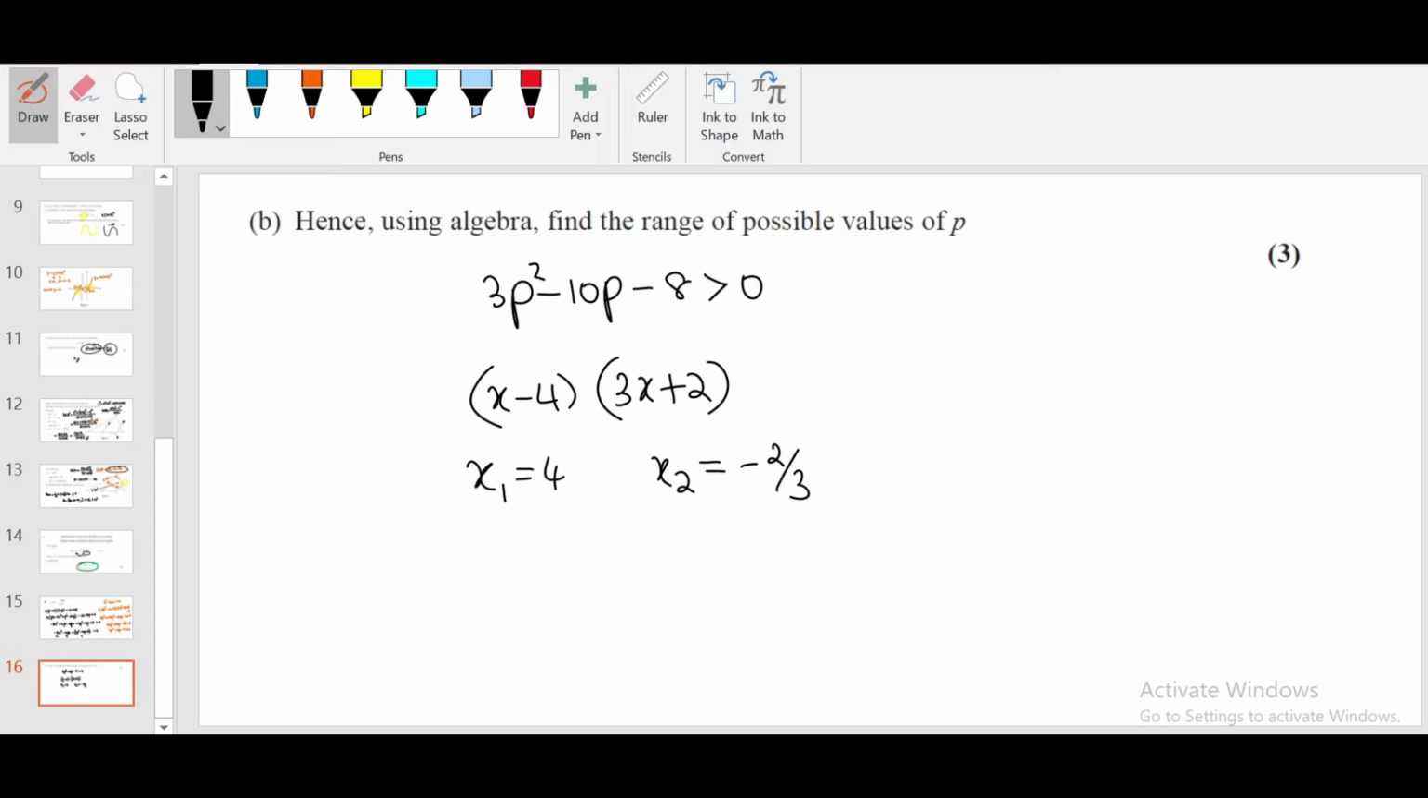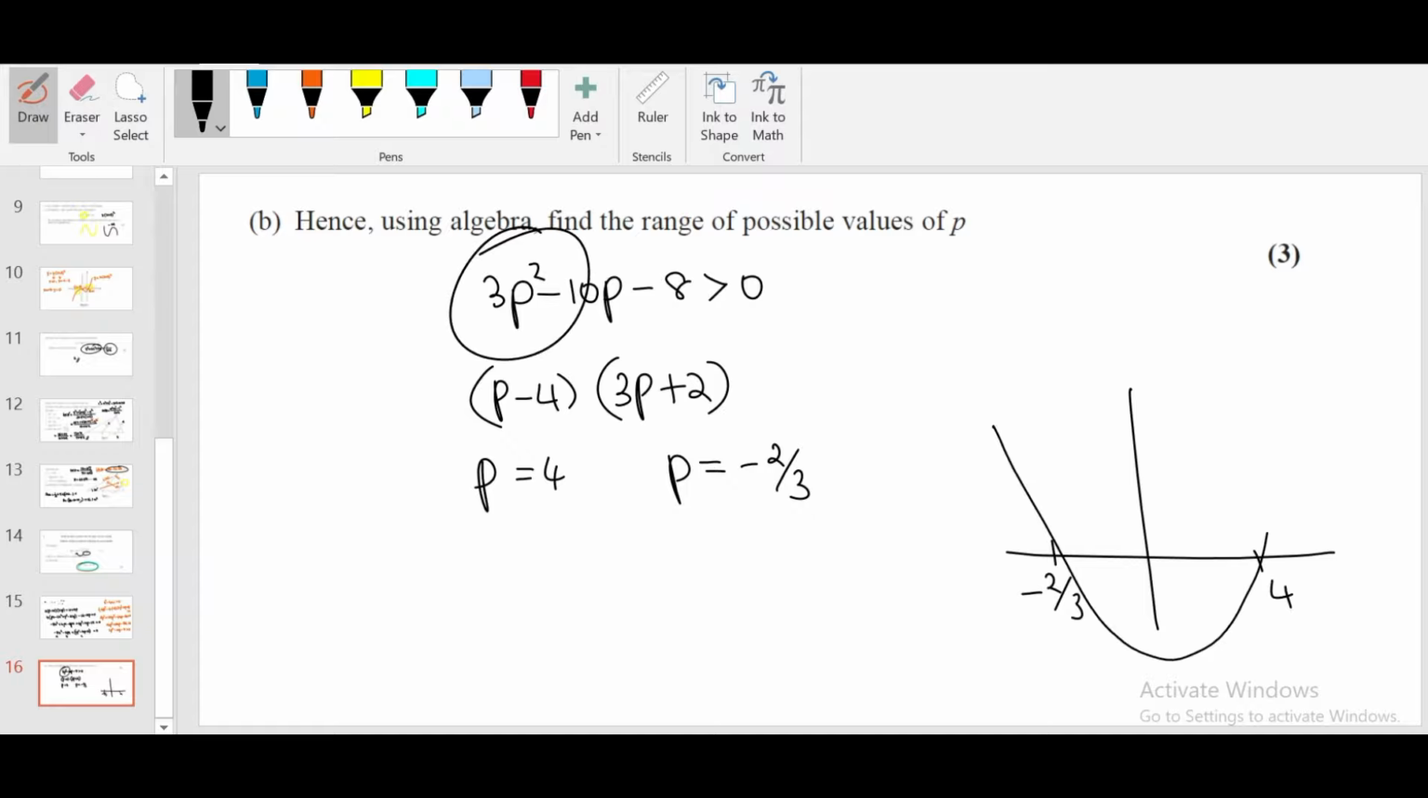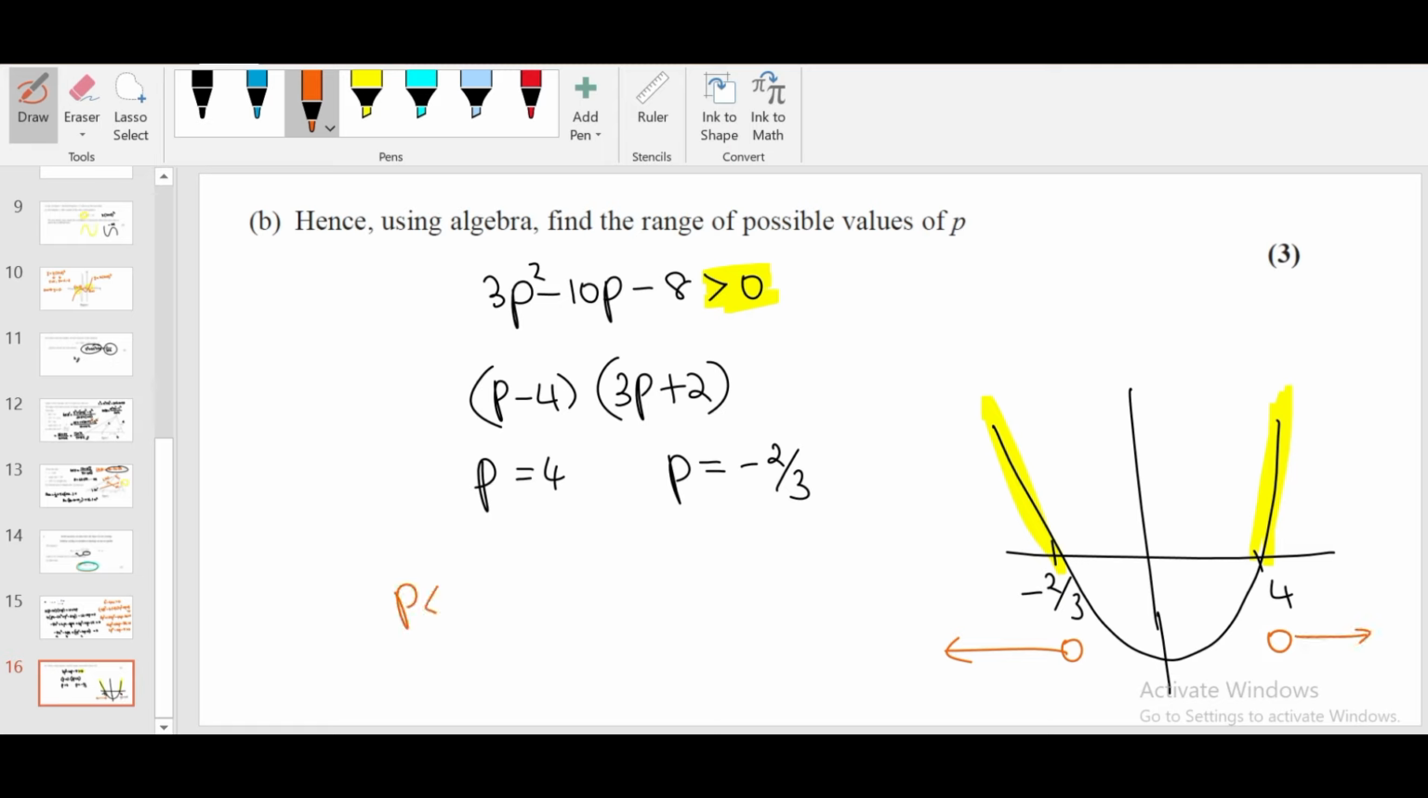I got two values. Draw a little graph. Sorry, it's not x actually, it's p. You cannot put x here, it's p. The equation is in terms of p, right? So negative 2 over 3 here, 4 here, the p square is positive. This is the graph representing the function. So when they say greater than 0, they are talking about this piece of the graph, these two disconnected pieces. The corresponding p values are this and this. So p is less than negative 2 over 3 or p is greater than 4. That's how you solve a quadratic inequality.